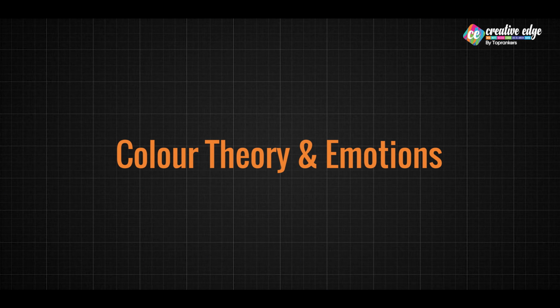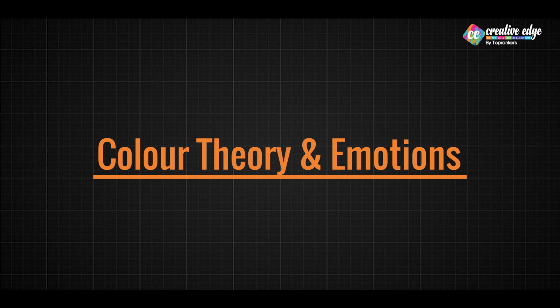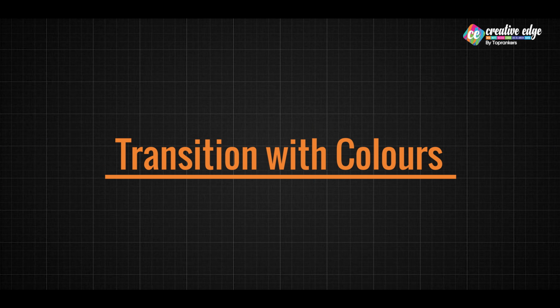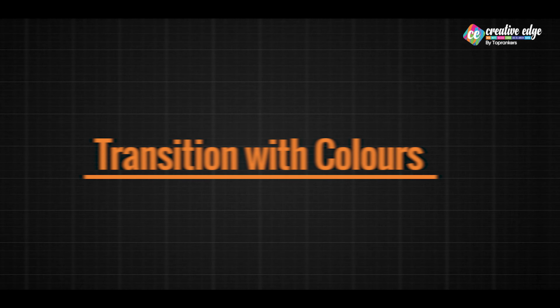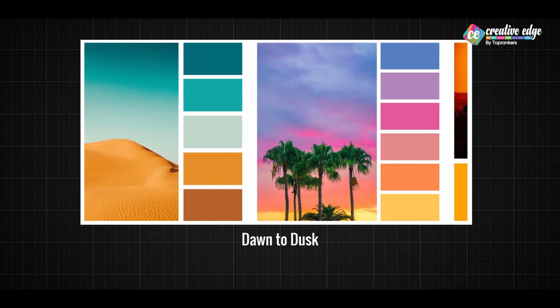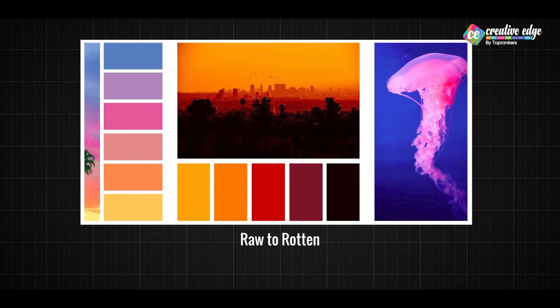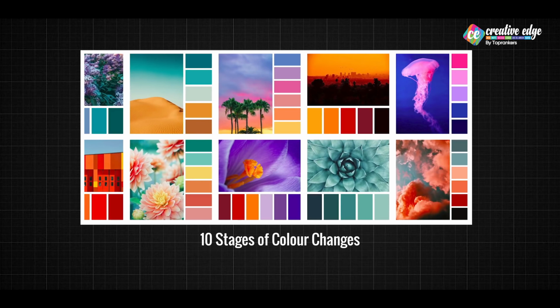Would you like to know about each of them separately? For example, let us start with color theory and emotion. This is one of the most important topics of NIFT, comprising color theory, color perception, color emotion and emotion depiction. Second, transition with colors. In this chapter, we will cover transitional stages of different things with colors only. For example, depict the dawn to dusk or raw to rotten tomatoes in 10 stages of color changes.